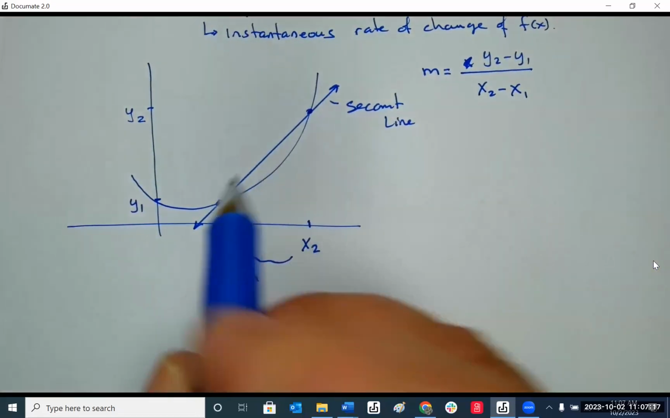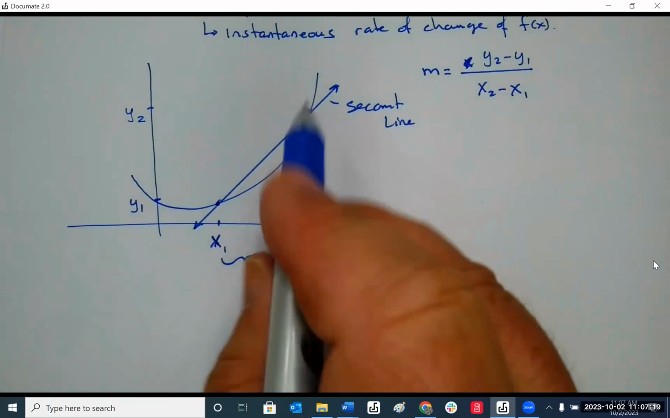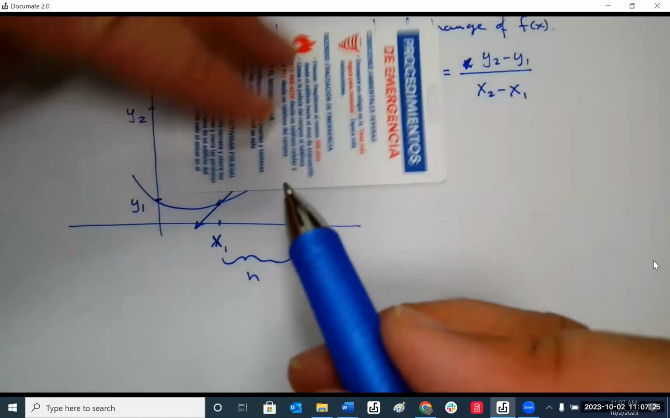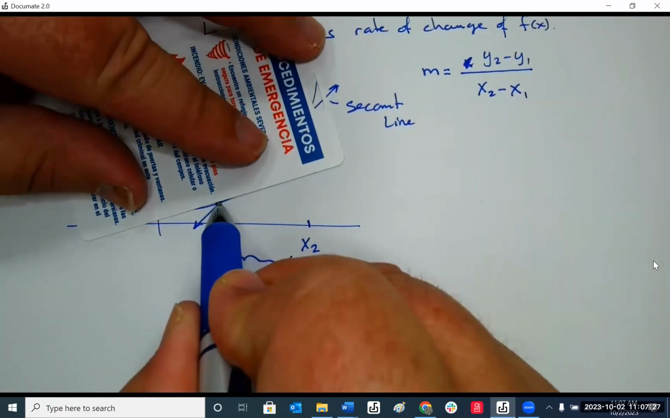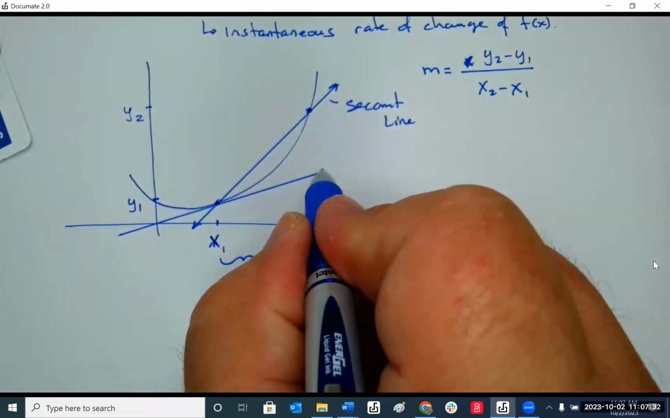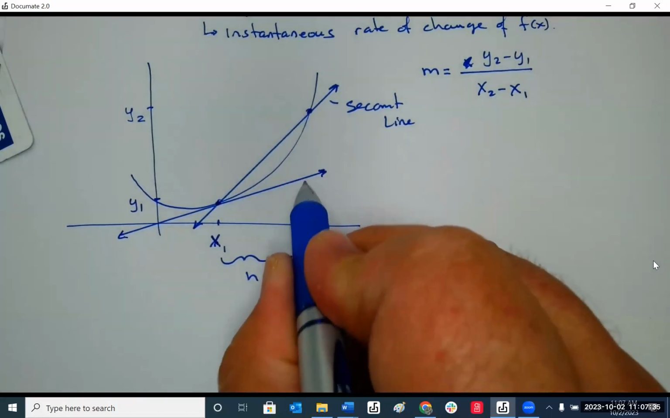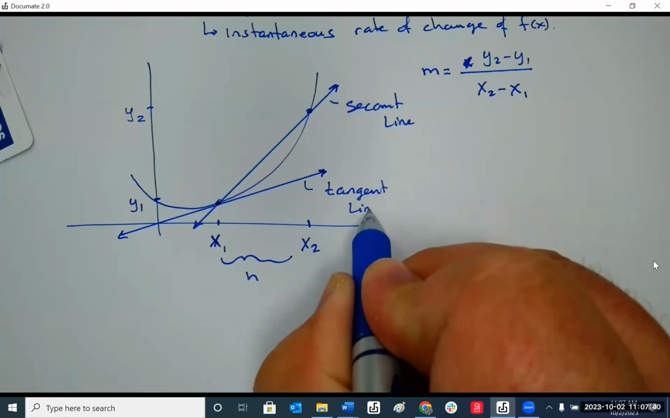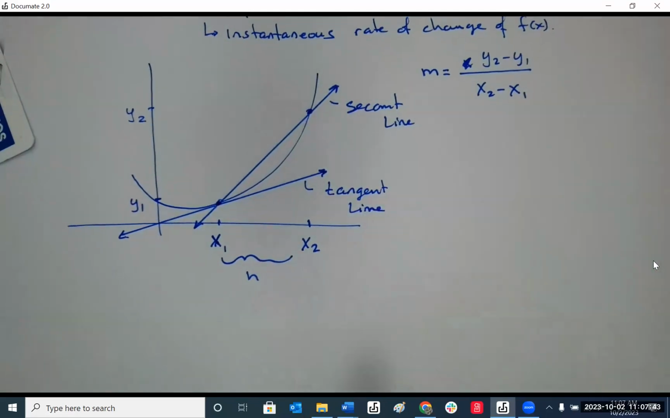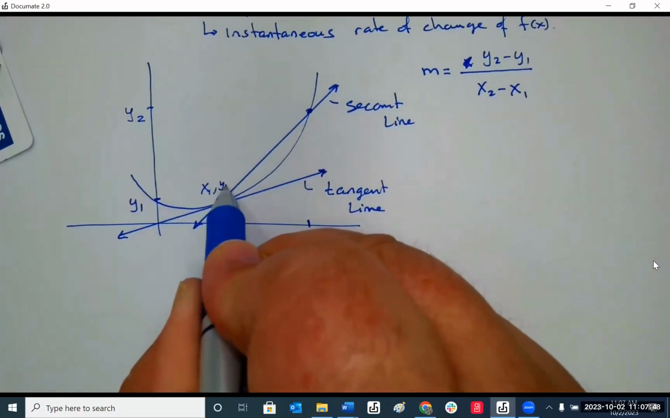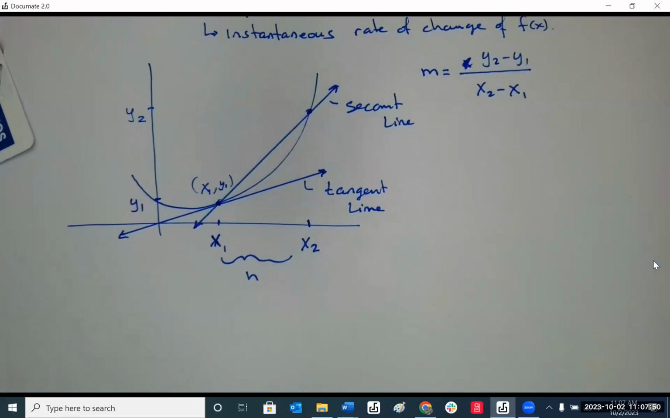So in order to find the slope of a curve at any given point, we need to find the slope of the line tangent to that curve at that point. So we have to find the slope of the line tangent to the curve at that point, at x1, y1. How do we do that?